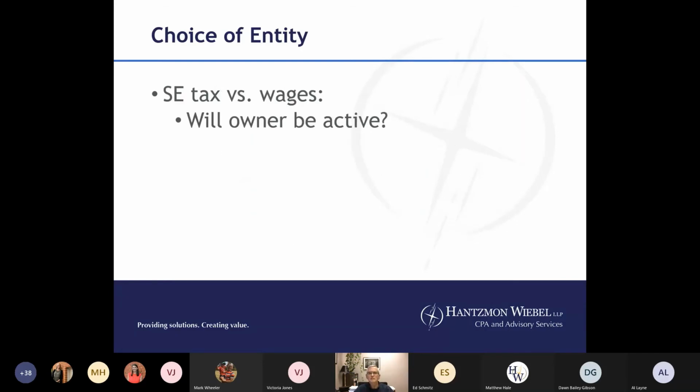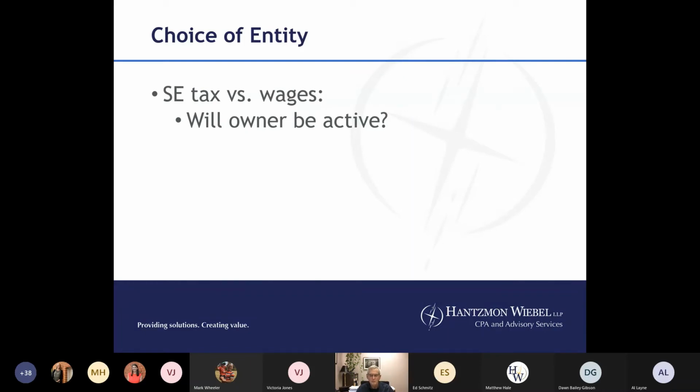SE tax versus wages. This is a huge issue, I think, for a lot of us. As the FICA base keeps going up, SE taxes have become significant, as well as the regular payroll taxes. One of the first questions you have to look at is, will the owner be active? There are also some reasonable compensation guidelines, but how active will the owner be in the business?